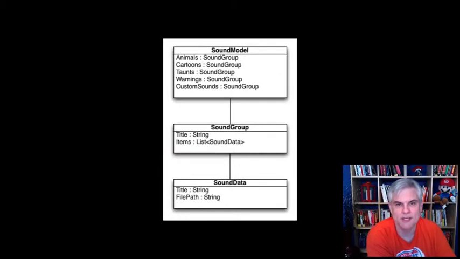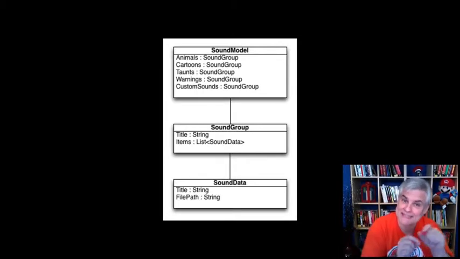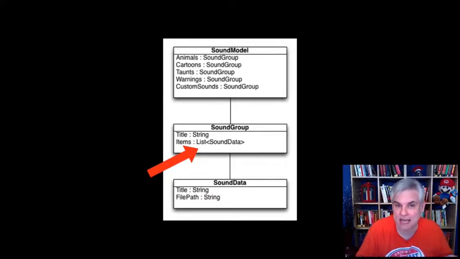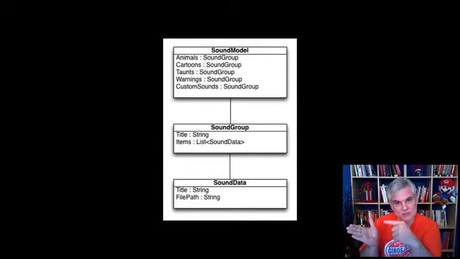All right, so in other words, animals, cartoons, taunts, warnings, these are what I've been calling categories, which will eventually become pivot items that we can browse through. So each of those items will have a title, which will be of type string, and then they'll also have a collection of items. And notice that collection is a list of T, and the T is sound data. So each sound data object will represent a tile that we'll be able to push on, and when the user pushes on it, they'll be able to see what it is. So it'll be a meow or a quack or a bark or something like that.